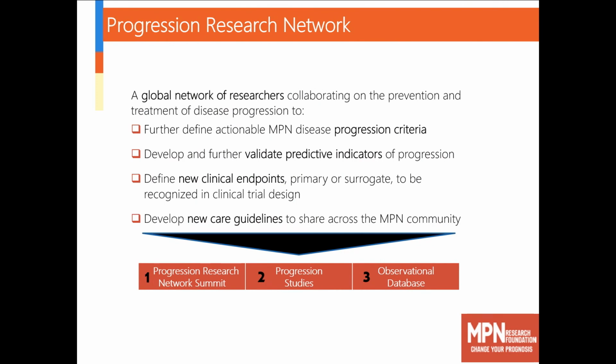And this is from the MPN Research Foundation that's leading a project called the Progression Research Network, which is to really try to identify what constitutes progression. Is it a change in mutation? Is it a change in symptoms? Is it a change in blood counts? And as part of that, genetic data will be captured that will maybe give us a better sense of which of these mutations really matter and in what context. It's not, again, a matter of just having a mutation or not. It's a matter of what else is going on.